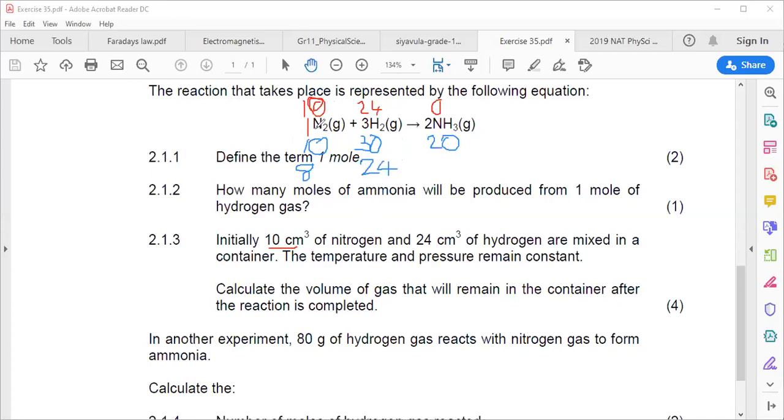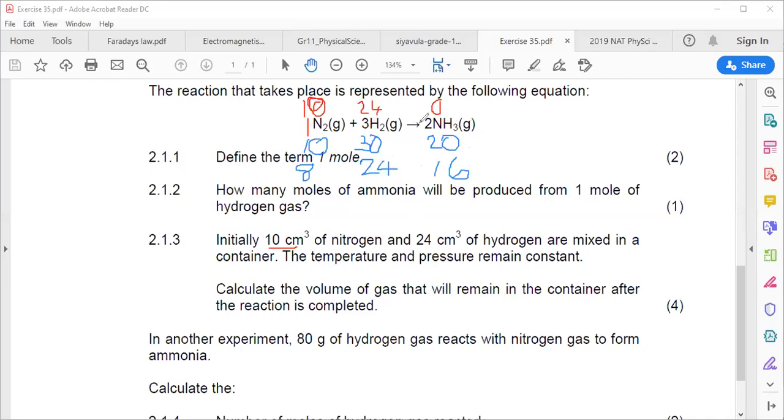I've got 1:2. If I start with 1, or I can do with the 24, all right? If I've got 24 here, how much am I going to form here for ammonia? My ratio is 3:2. How much am I going to form here? Huh? I'm going to get 16. How do you get 16? It's 24 divided by 3, which is 8. 8 times 2 gives me 16. Are you following? Right.